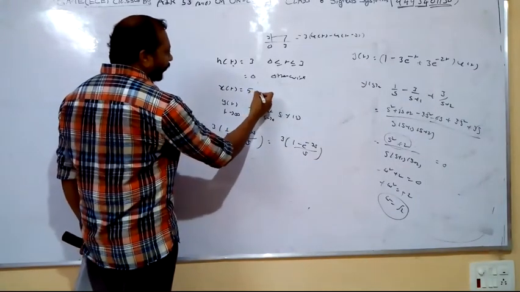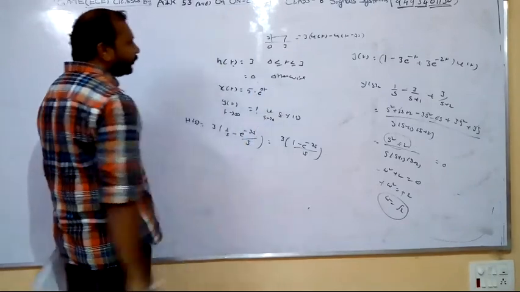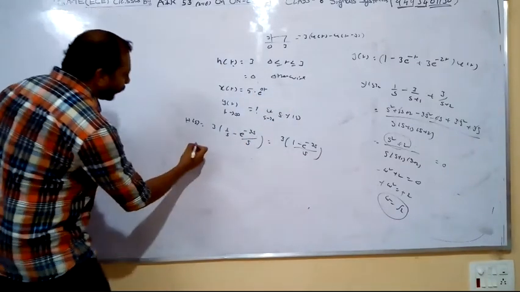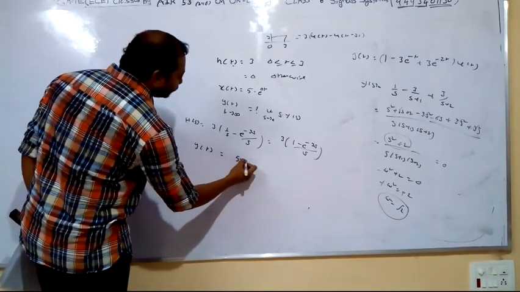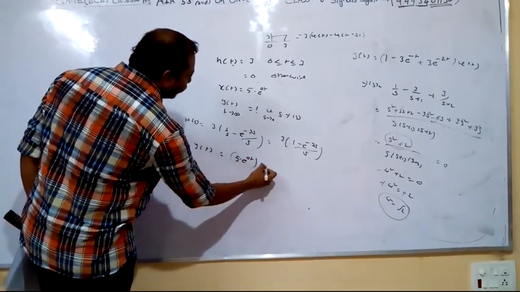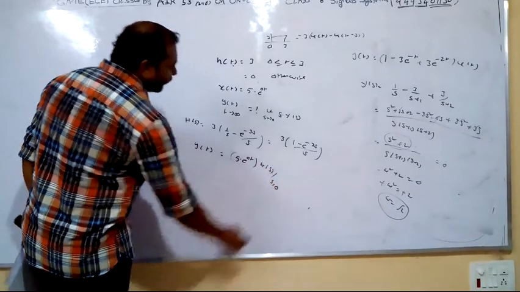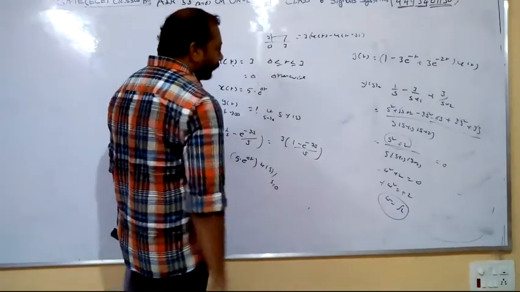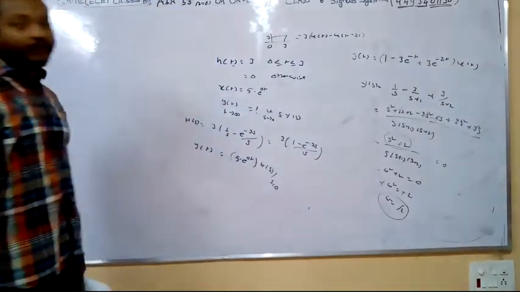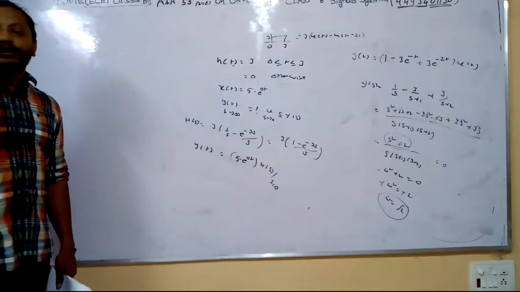Here the input is x of t equal to 5. This I am representing as 5 into e to the power 0 t. So the corresponding output y of t is simply 5 into e to the power 0 t into h of s at s equal to 0. And at s equal to 0, what is this value? 3 into 1 minus 1 by 0, that is 0 by 0 form.